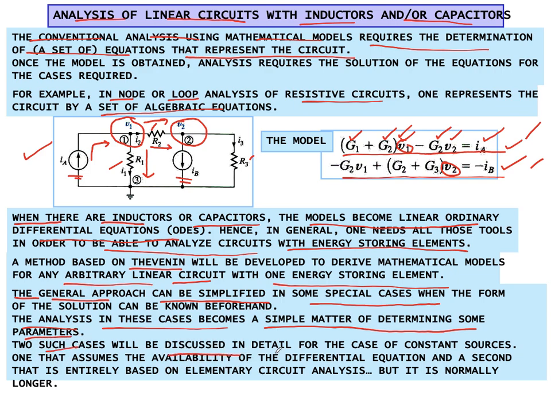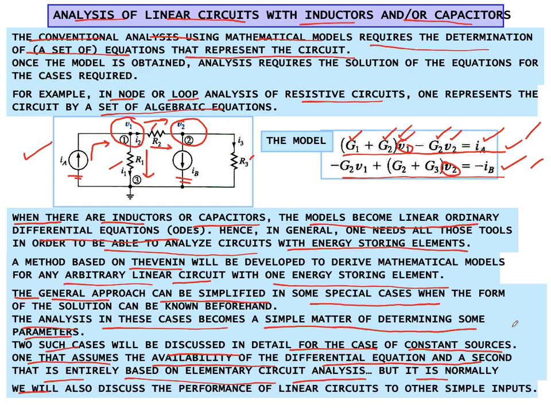So two such cases will be discussed in detail for the case of constant sources, one that assumes the availability of differential equation, and a second that is entirely based on elementary circuit analysis. But it is normally longer. What it says is that we are going to look at two different approaches. One is a step-by-step approach in which we follow a certain series of steps that will allow us to find out the required voltage or current in a circuit, and the second one is where we determine the differential equation first, and then solve that differential equation to find out the required answer. We will see both the methods in detail in this lecture.